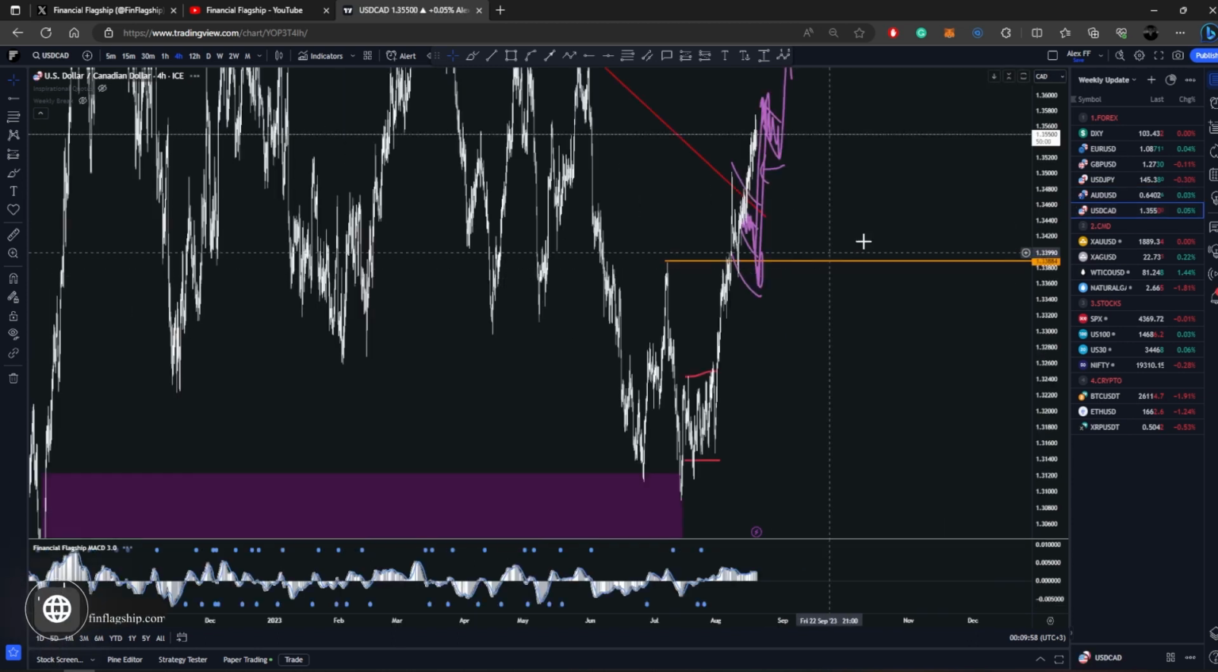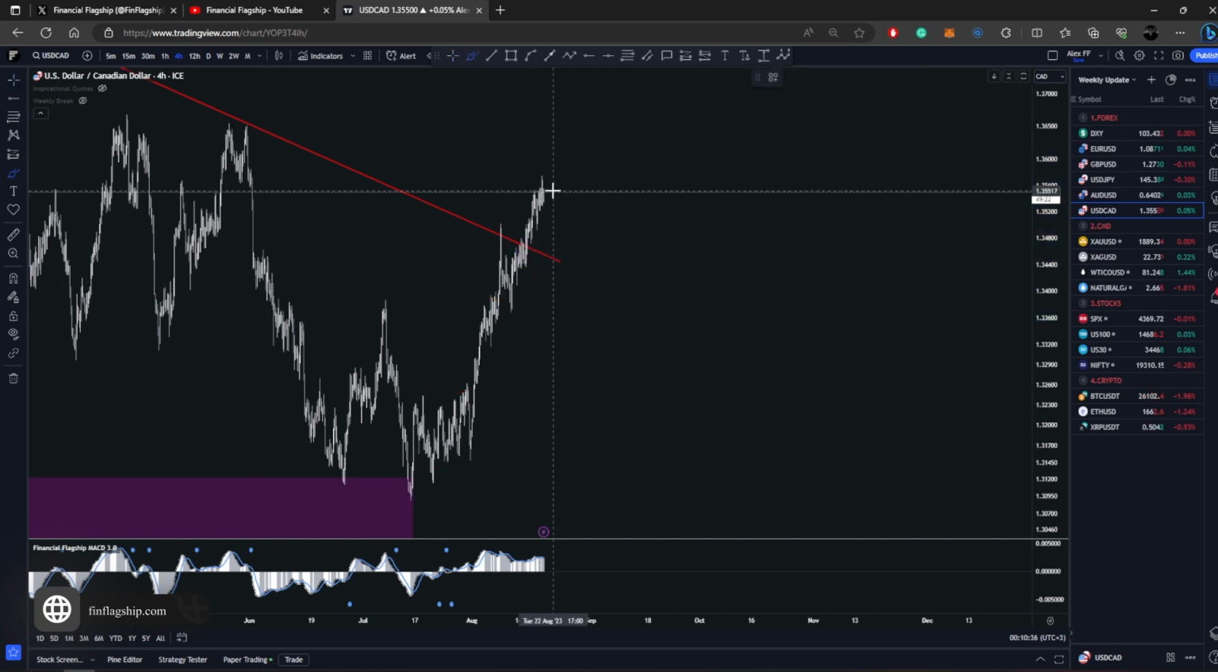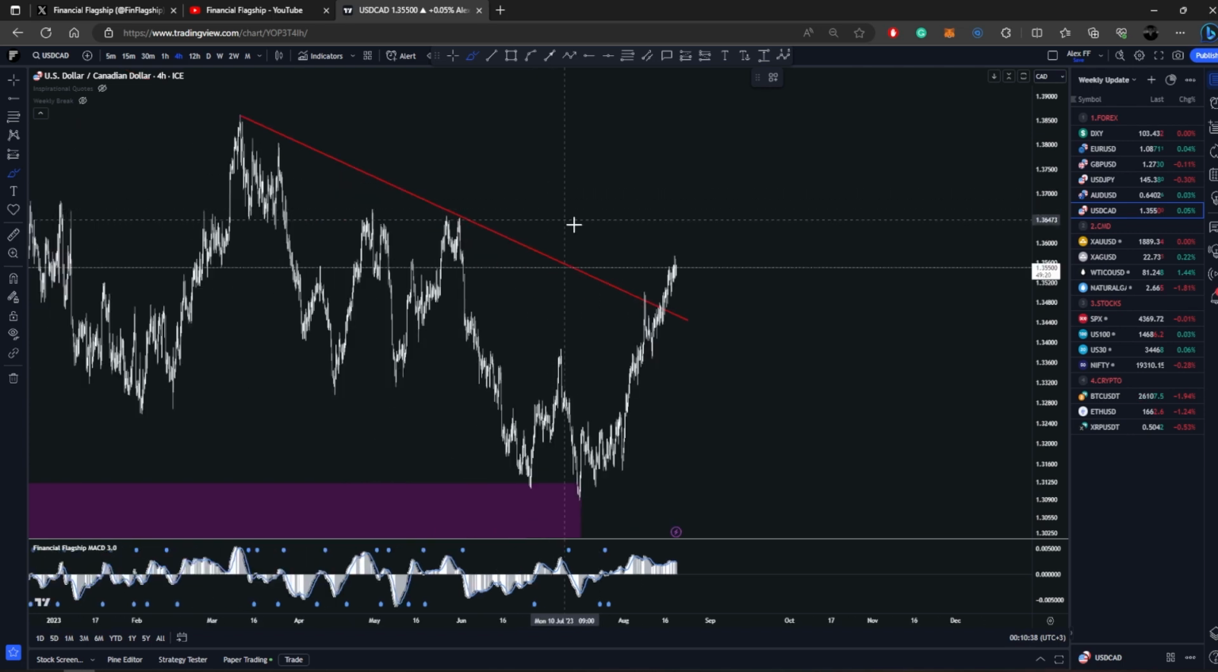So moving on to dollar CAD. For dollar CAD, I was expecting last week more bullish continuation. We were underneath the trend line, and I was saying that this is a good chance that the price will continue the bullish momentum. And as it stands right now, we broke this trend line here.